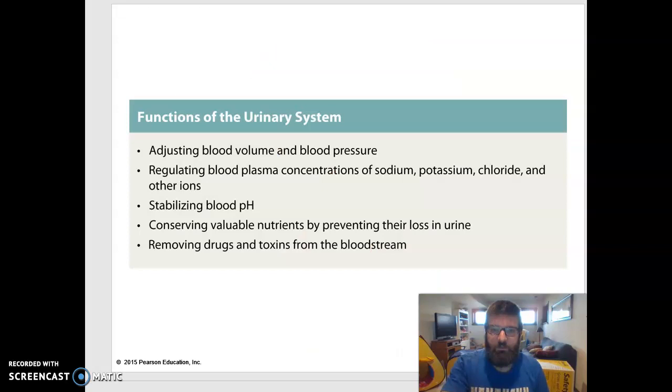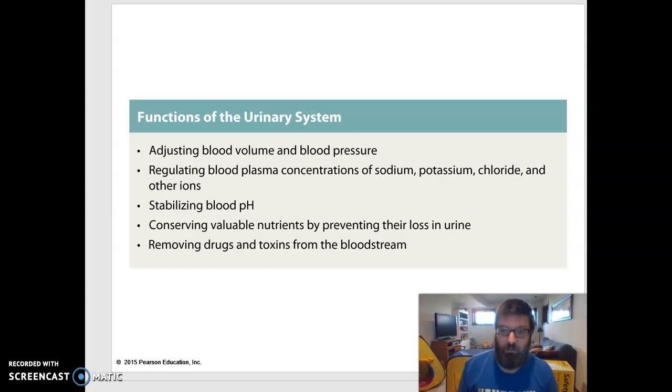The urinary system functions primarily in filtering blood. And filtering blood seems like a simple job, but it really involves a lot. You are adjusting blood volume, right? And we know blood volume is one of the main drivers of blood pressure. So in the ways we regulate blood pressure, most of them, or a lot of them at least, have to do with the kidneys.